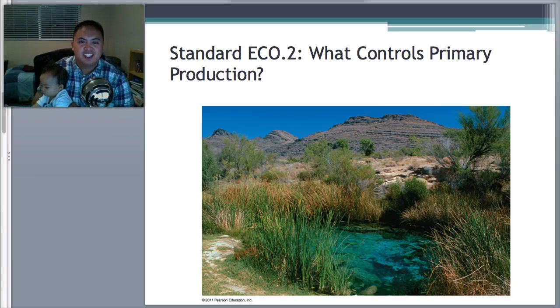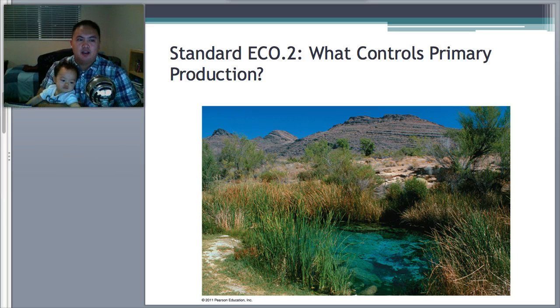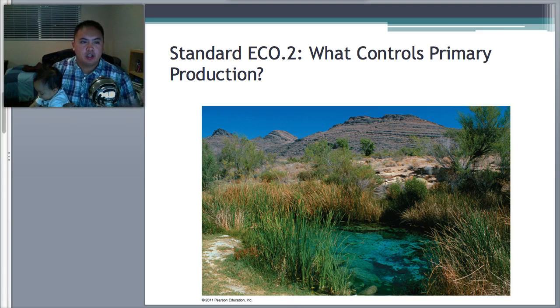Hello class, this is Standard Ecosystems 2. If you watched video number 1, we talked about primary producers, primary consumers, secondary consumers, tertiary consumers. So if this is the flow of energy and the cycling of nutrients, basically what controls primary production, like what limits or what causes that first layer of the food chain, the energy flow or the cycle, like what affects that very first chain.